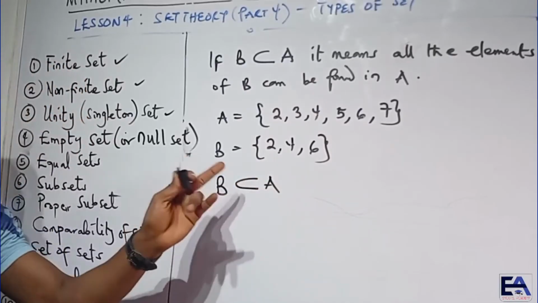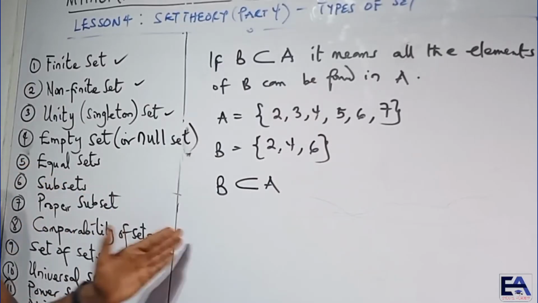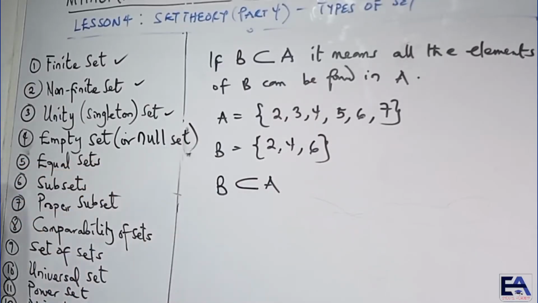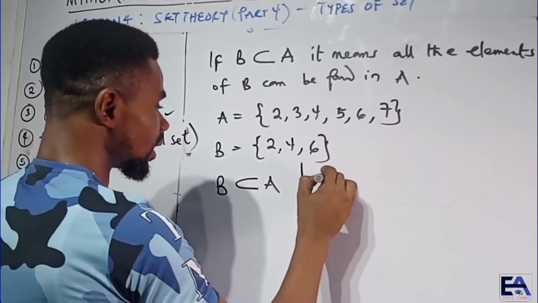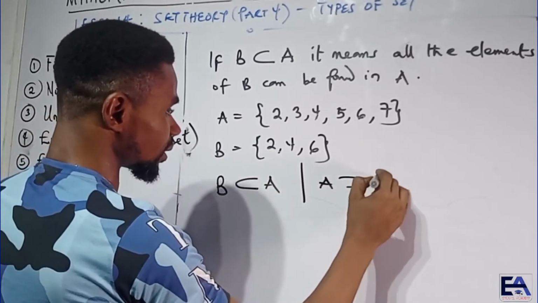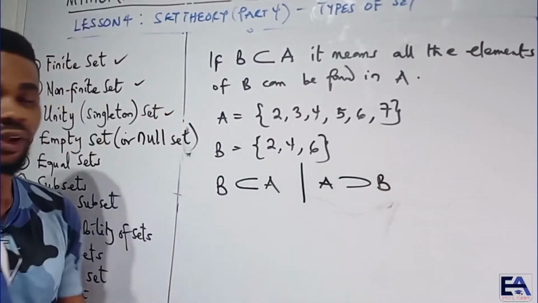Although in this case, A is not necessarily a subset of B, because only B is a subset of A. The reverse is not the same. But when we have to reverse this for any reason, we say that A is a superset of B.